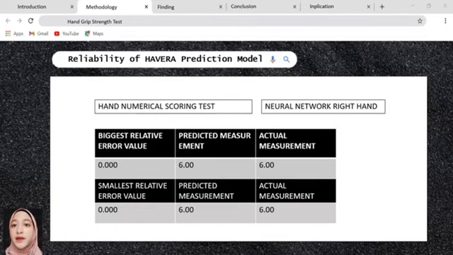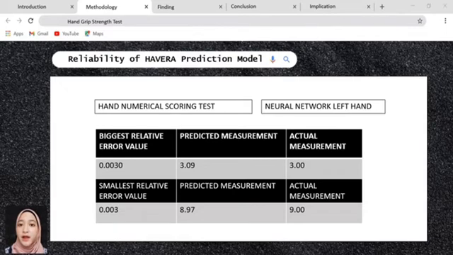The biggest relative error for neural network right hand is 0.000, indicating no difference between the actual and predicted measurement, which is 6.00, while for the left hand, the biggest relative error is 0.0030, with the actual measurement 3.00 instead of the predicted measurement, which is 3.09.